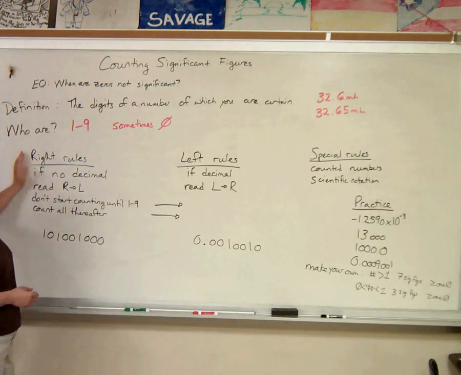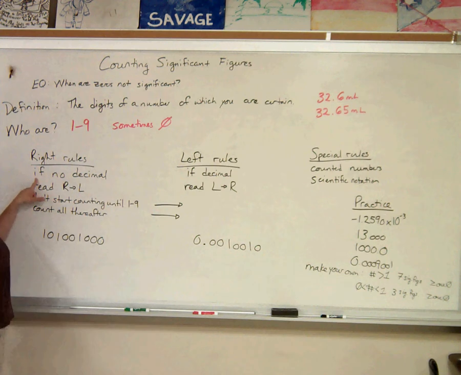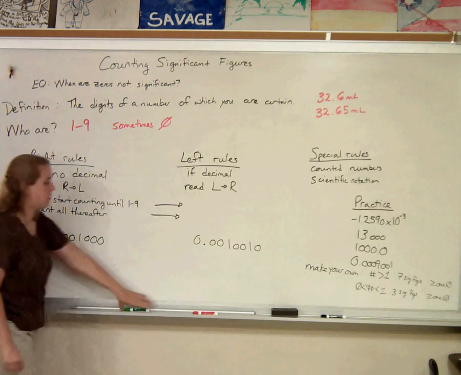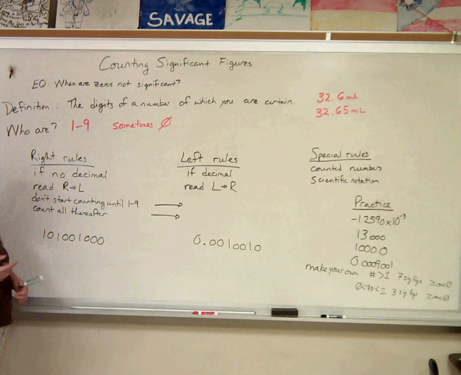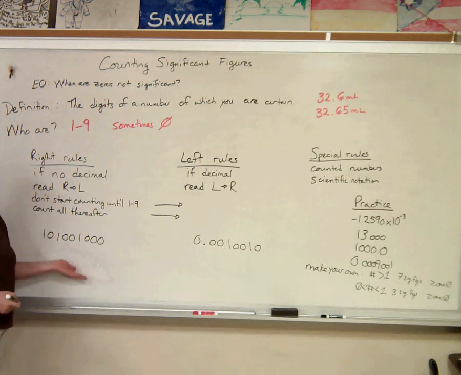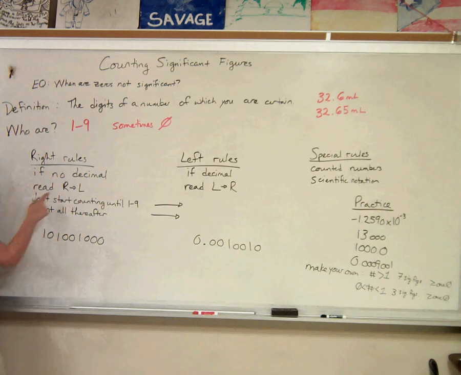Let me explain. We have what you call the left and right rules. The right rules mean that if there is no decimal in the number, you read the number from right to left, you count your significant figures after you hit a number 1 through 9, and then you keep counting after that. So let's try this example problem. We have 101,100,000. How much of this is significant? How much of this are we certain? We read from the right to the left because we do not see any decimals.